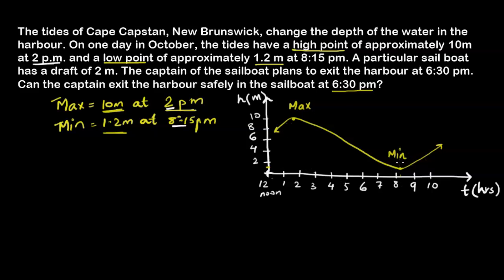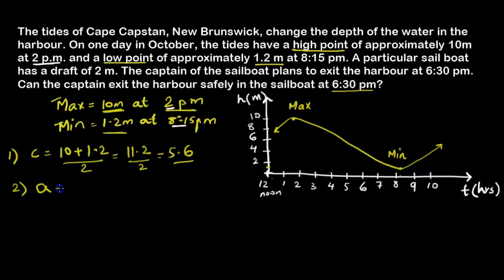We'll turn the graph into an equation. We know the first step for the equation is to get the C value, and C is max plus min divided by 2. Max is 10, min is 1.2, divided by 2. That is 11.2 divided by 2, which is equal to 5.6. The second step is to get the A value, that is max minus min divided by 2, and this is equal to 8.8 divided by 2, which is 4.4.